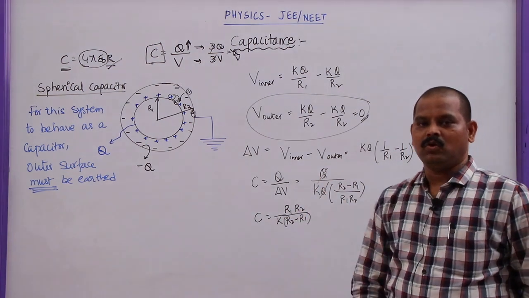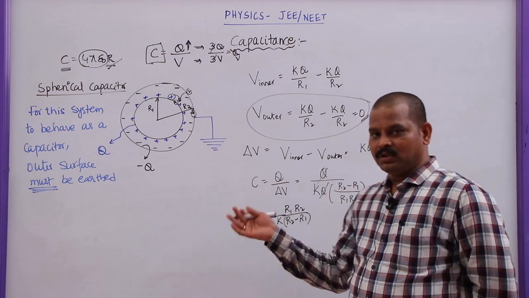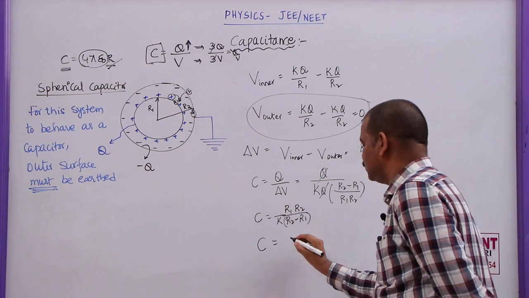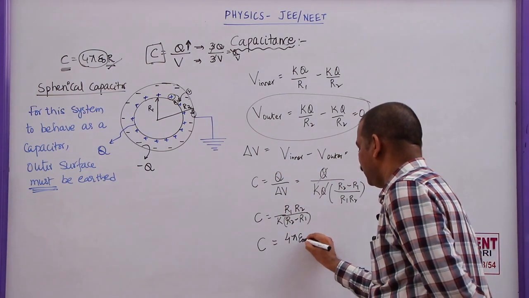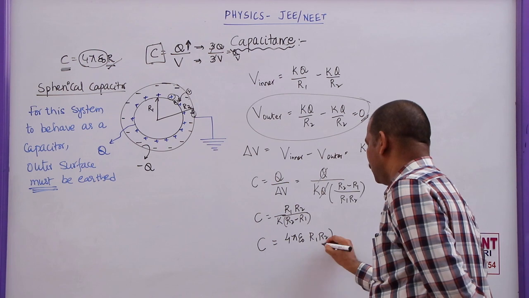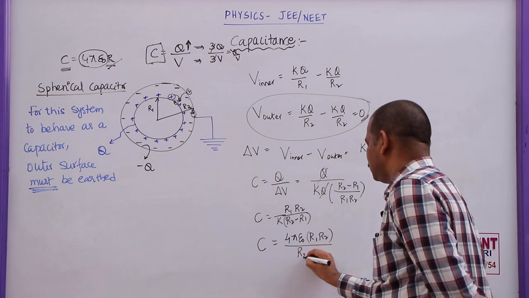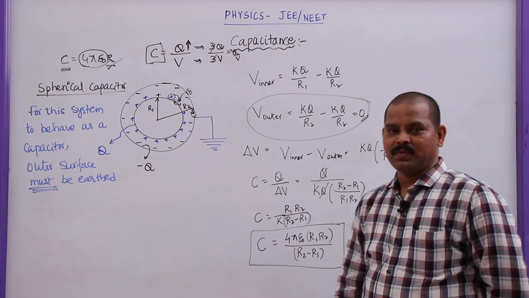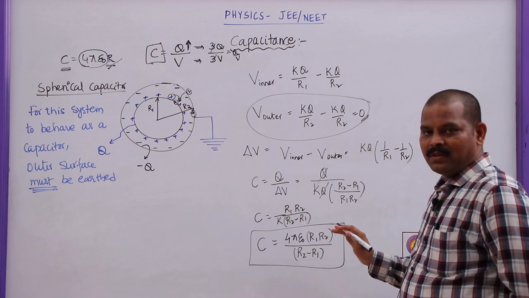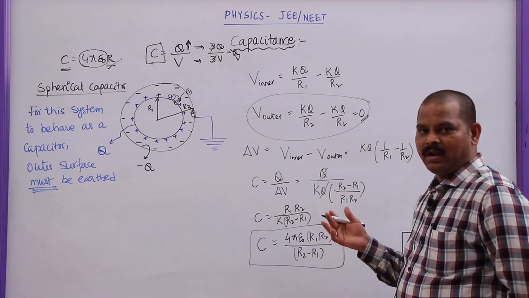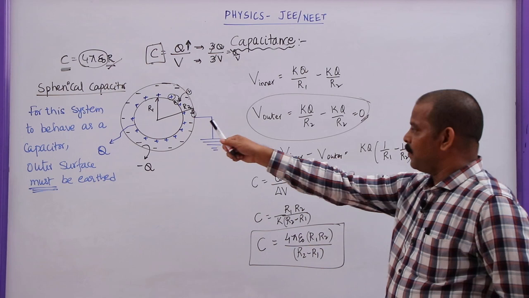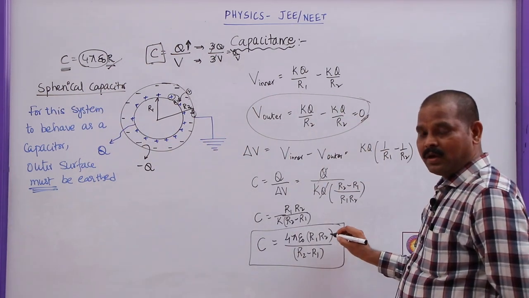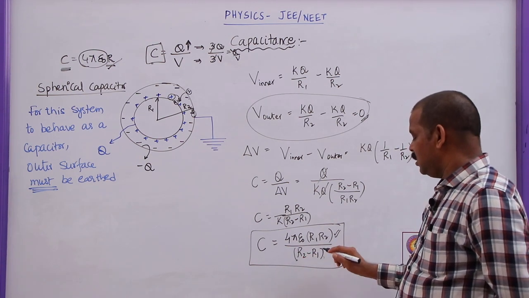We know that k is equal to 1 by 4 pi epsilon naught. What is 1 by k? 4 pi epsilon naught. So, the capacitance of the spherical capacitor is given by 4 pi epsilon naught, the product of the two radii by the difference between the two radii. As I said earlier, the capacitance does not depend upon the charge and potential, it depends upon physical parameters like length, radii, diameter. Here, the capacitance of a spherical capacitor depends upon the radii, that is the product of the radii by the difference between the two radii.